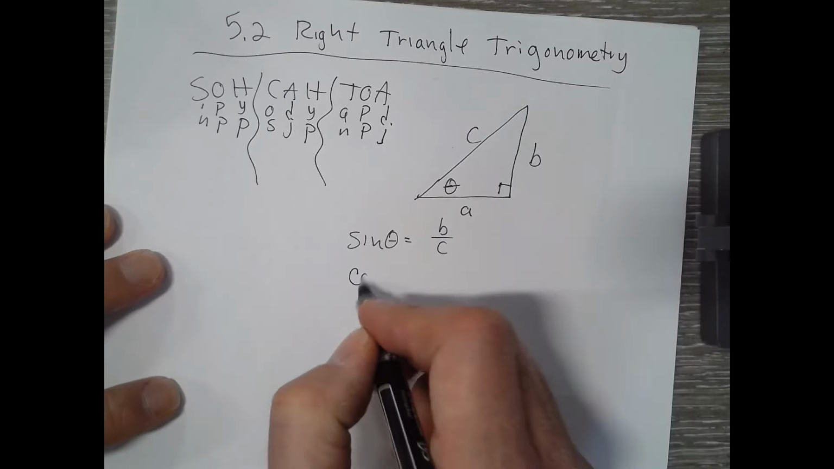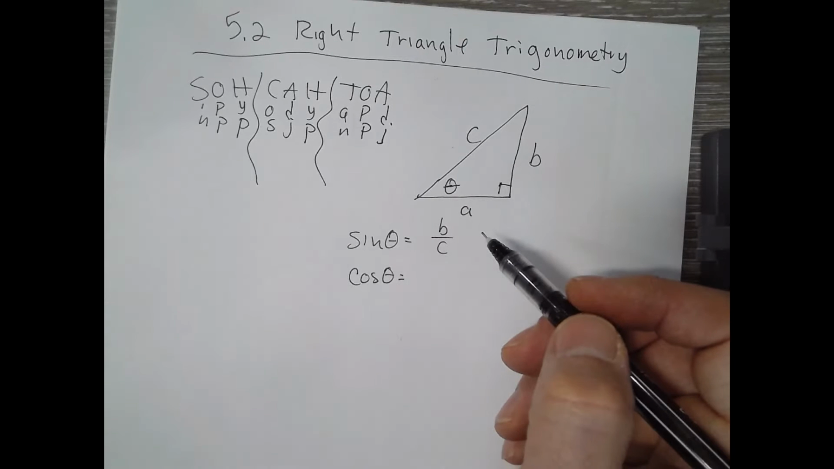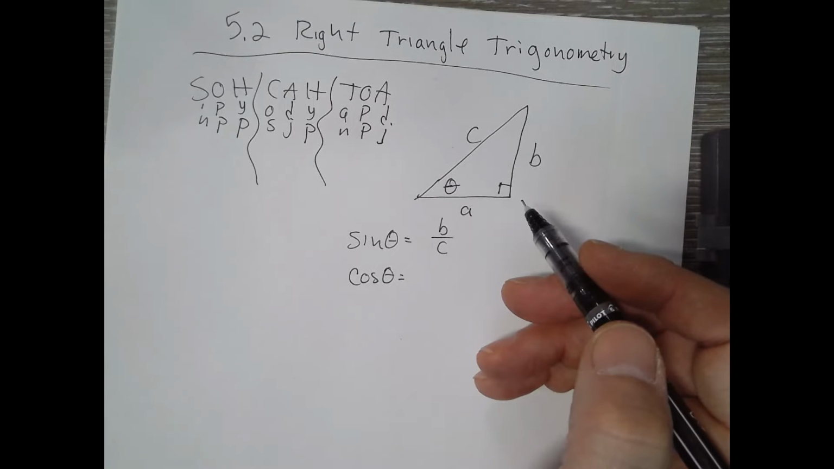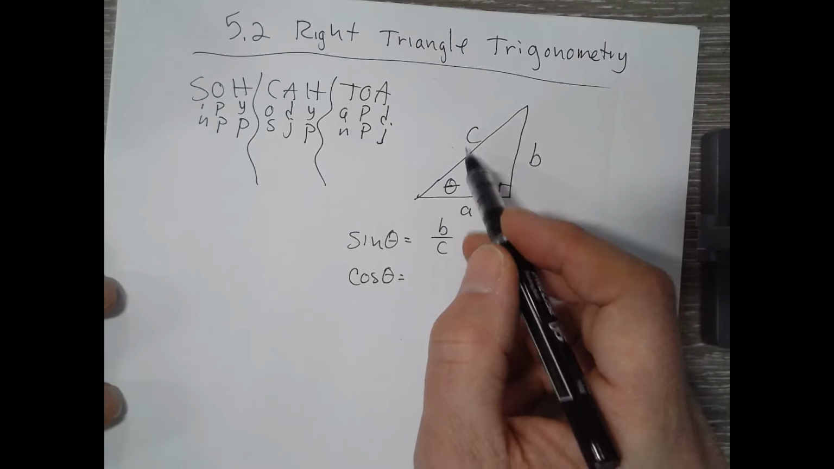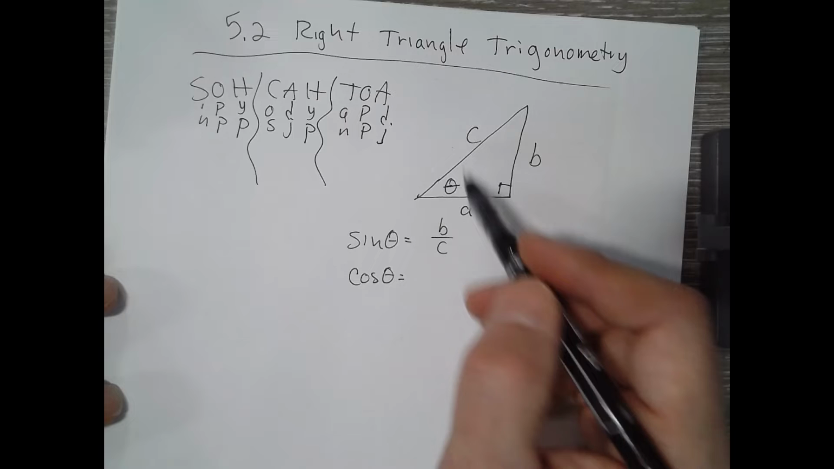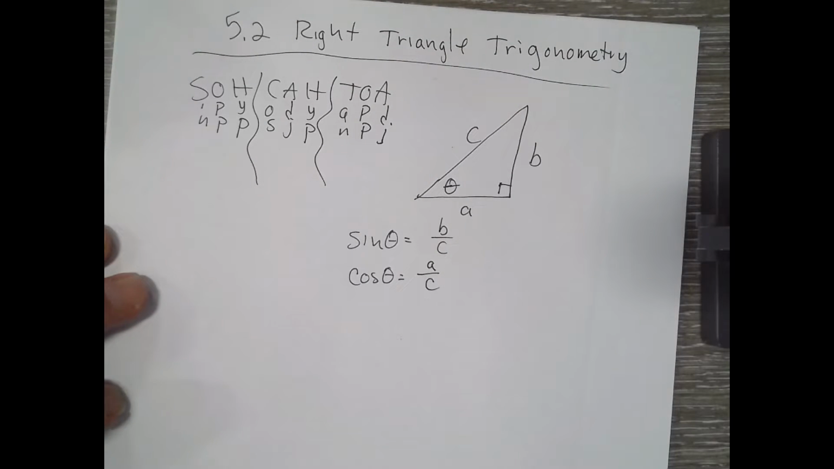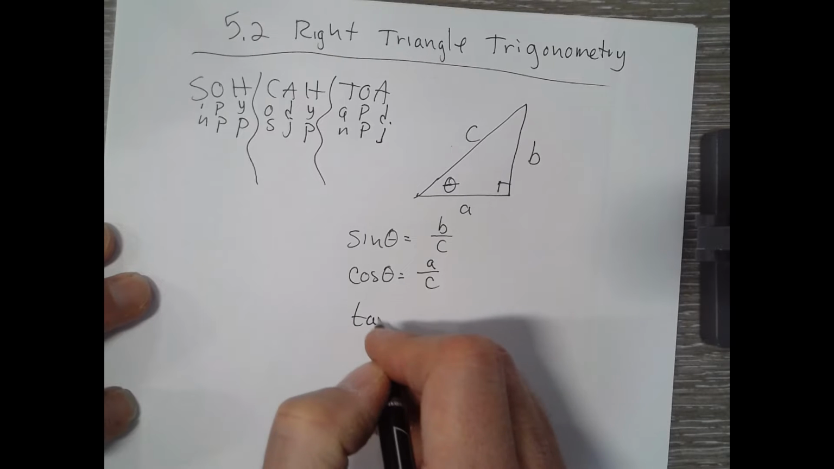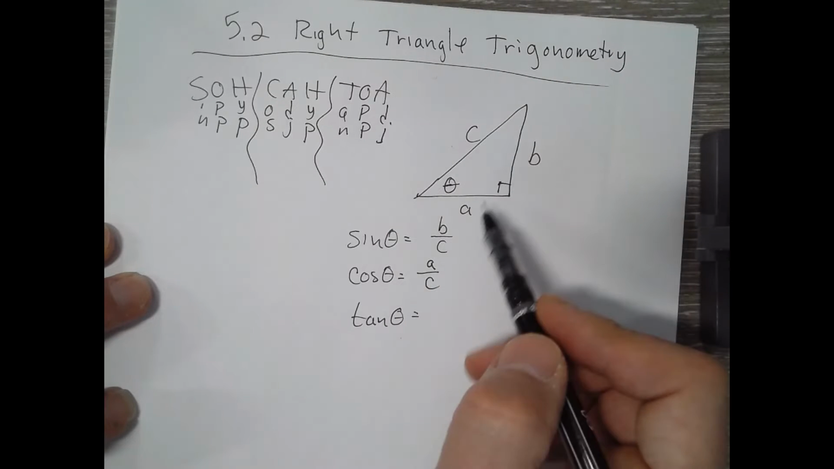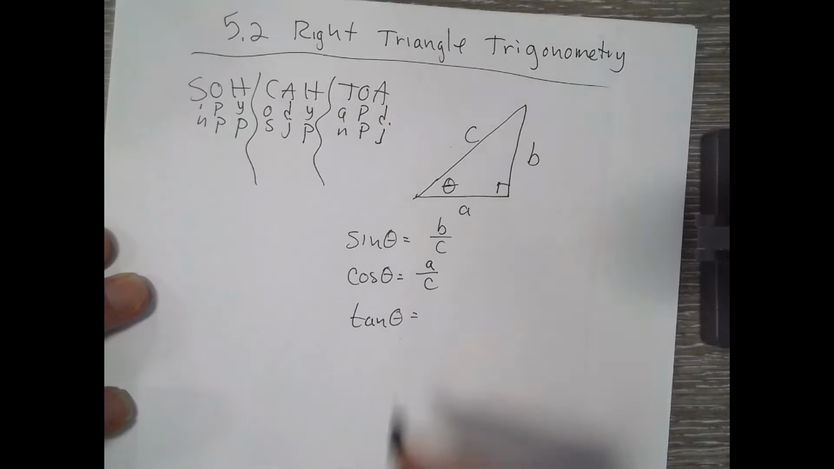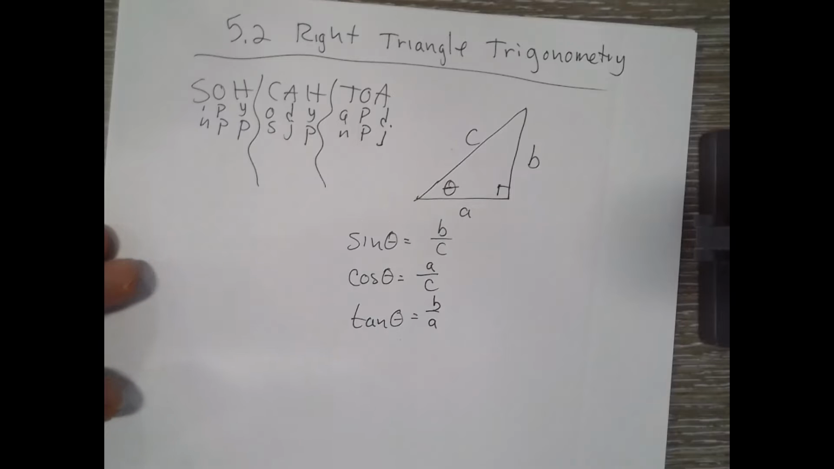The cosine of theta is adjacent. If you have two houses adjacent to each other, what does that mean? Right next door. Good. So right next door to theta is A and C, but C is the hypotenuse, so it must be A. So A over C, that's your cosine, and tangent is opposite over adjacent, B over A. Okay, those are your three basic trig functions.